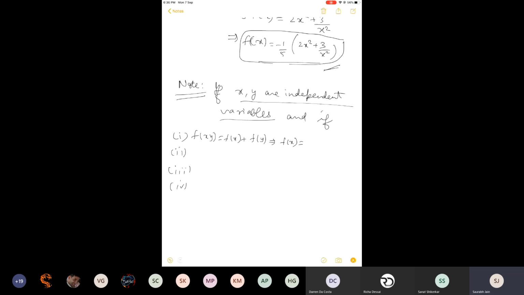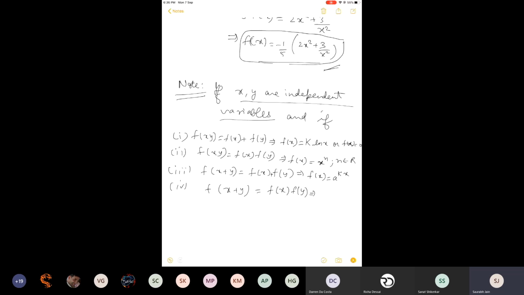If f(xy) is equal to f(x) into f(y), then f(x) is of the form x to the power n, n is some real number. If f(x+y)... two results are for f(x+y) and two results are for f(xy). The right side is also fixed: once there will be f(x) plus f(y), other time there will be f(x) into f(y). On the basis of this, there are some standard functions which satisfy these equations, so you can write them directly. These are the four standard results.